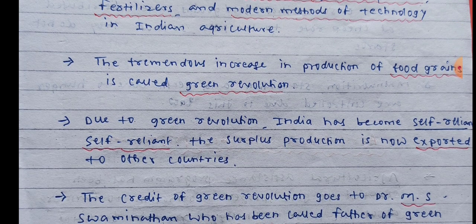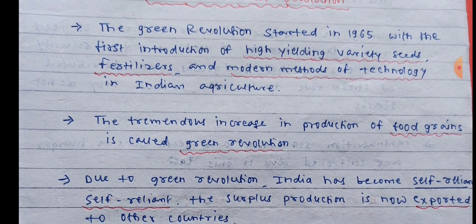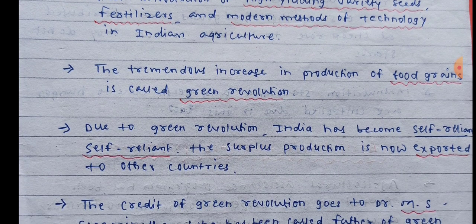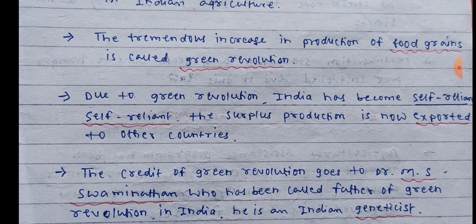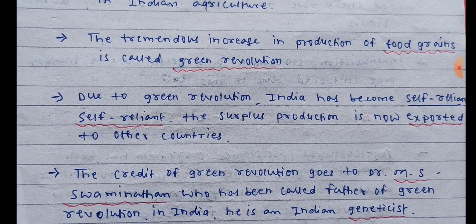Due to the green revolution, India has become self-reliant. Previously, until 1965, we had to import food grains, but after 1965 we didn't import food grains. We have started to export food grains to other countries, or we have stored the food grains in warehouses.